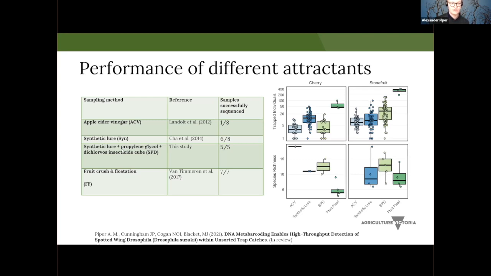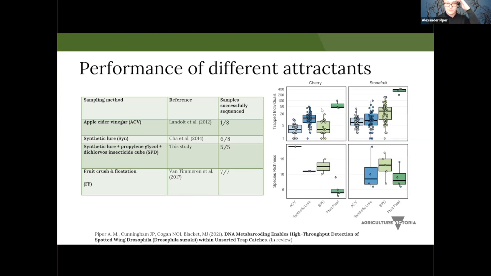So this third treatment was something I had developed, and that was the same synthetic lure, but with a propylene glycol DNA preservative in there, and also a dichlorvos insecticide cube to make sure the insects die and fall into the propylene glycol. And with this treatment, all 5 out of 5 samples were successfully sequenced, and it was similar for the fruit crushing and flotation.